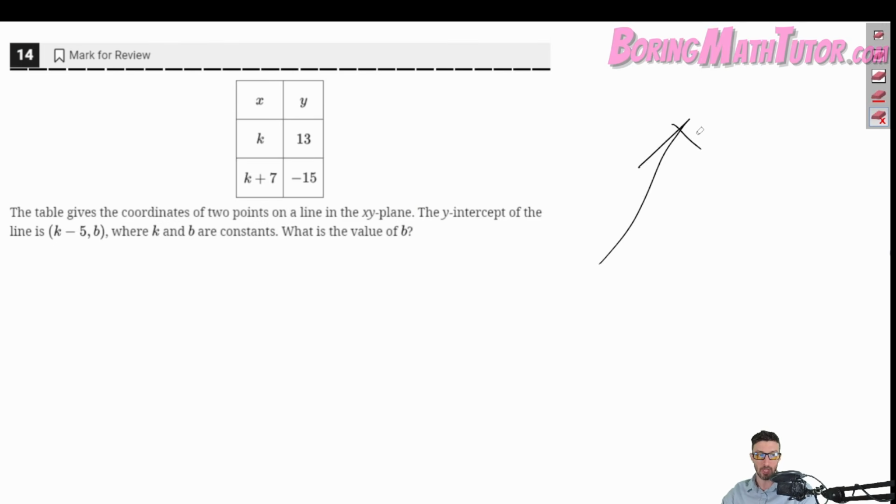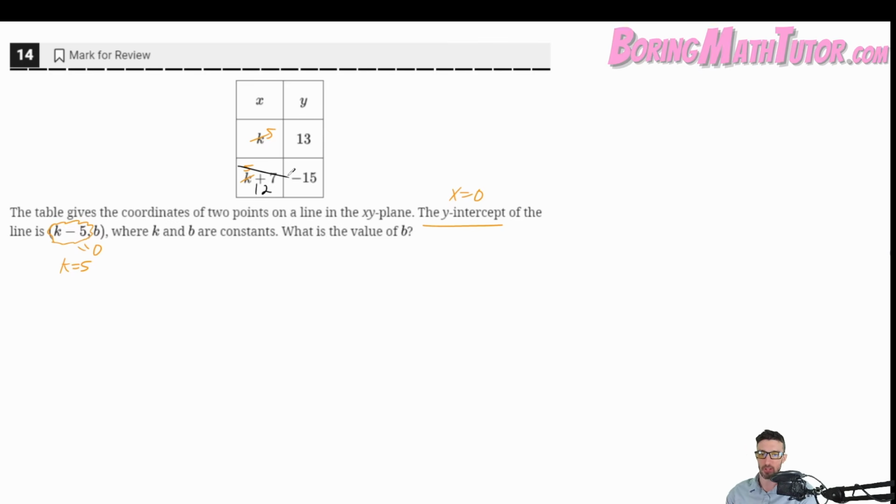All right, check out this website and let's do this problem. It says the y-intercept of the line is (k minus 5, b). Well, that's interesting because a y-intercept means that x must always equal 0. So that must mean that this k minus 5 equals 0. Well, that means that k must be 5. Okay, so now they're asking us to figure out what b is. But now that I know k is 5, I can put 5 here, and I can put 5 there, which makes this whole thing 12.